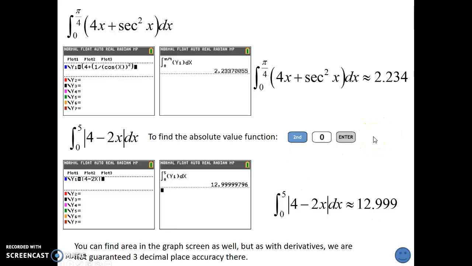So just like we talked about that you can find the derivative at a point in the graph screen, you can accumulate area in the graph screen as well. But I'm going to discourage you from doing that because just like derivatives, it's not always accurate to 3 decimal places according to what kind of function that you're putting in there, especially if that function has vertical asymptotes and things like that inside your interval. It can definitely give you the wrong value. So there it is. That's all we need to know to be able to evaluate a definite integral using our calculator. Come to class next time and we will give that some practice.